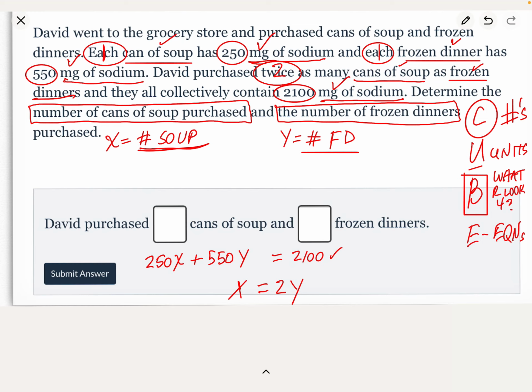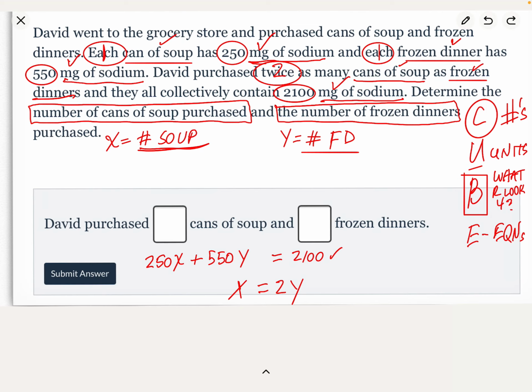Now, these are the kind of equations that trip up a lot of students because they're not sure if the 2 should go with the x or the 2 should go with the y. Well, the way that I like to determine if it's right or not is I just put in numbers for each one of them. So if I put in 1 for frozen dinners, that means 2 times 1, I should get 2 cans of soup because there's twice as many, and that works. Now let's try another set of numbers. If he bought 4 frozen dinners, then he should have 8 cans of soup. So this is the correct equation. When I substitute in numbers for y and x, they should make sense.